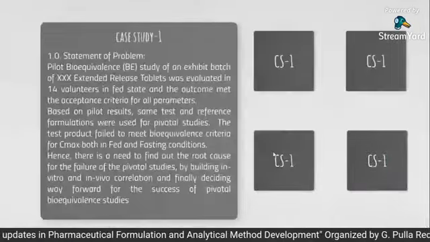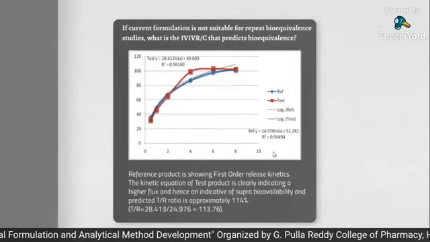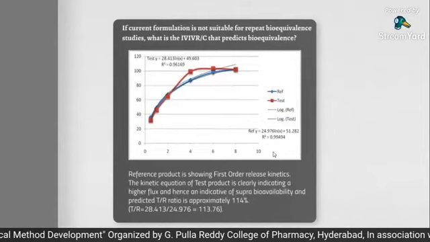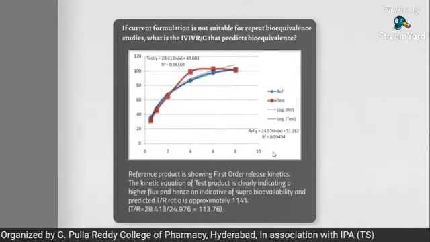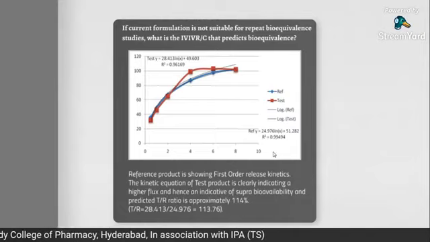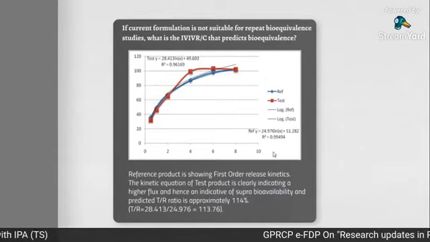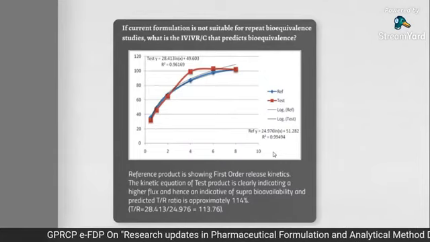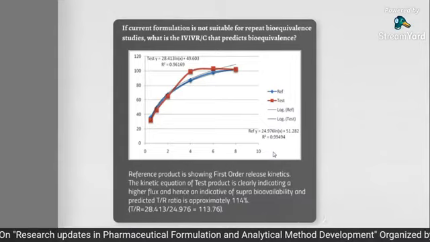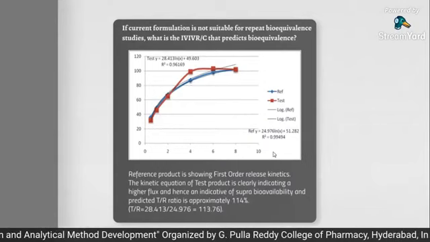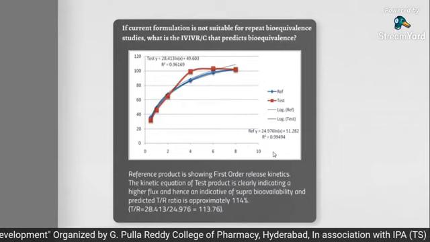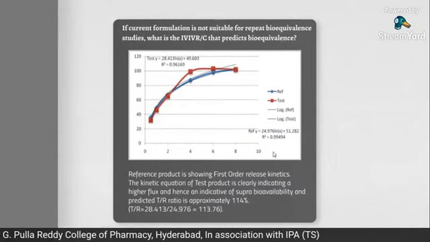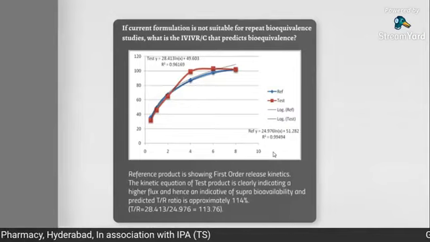So for this, again, we wanted to do some correlation. We wanted to build the kinetics. We wanted to do the in vitro and in vivo correlation. If the current formulation is not suitable for repeat bioequivalence studies, then what is the correlation to predict the bioequivalence? Then we thought of conducting the in vitro in vivo correlation. As I just told you, even without having in vivo data, simply from the dissolution there is a chance of getting a correlation with in vivo performance.